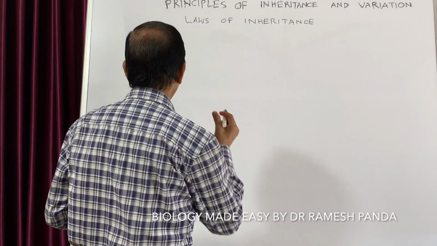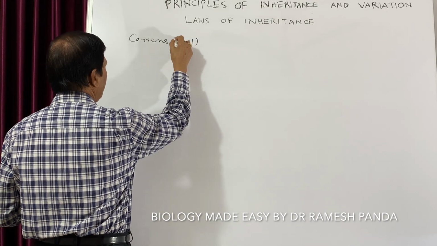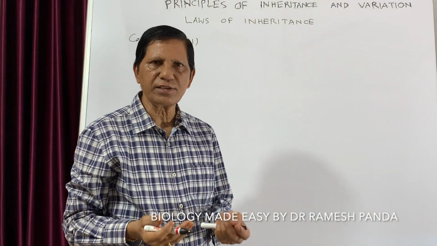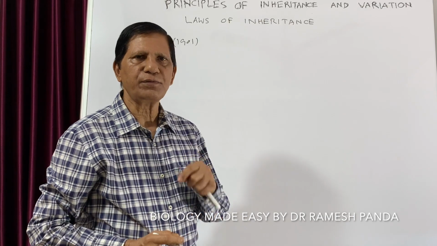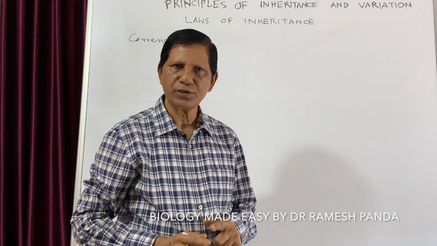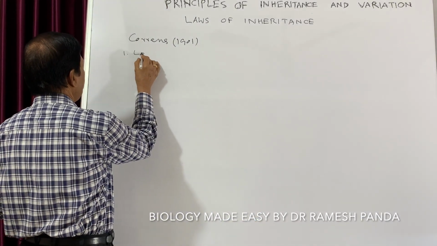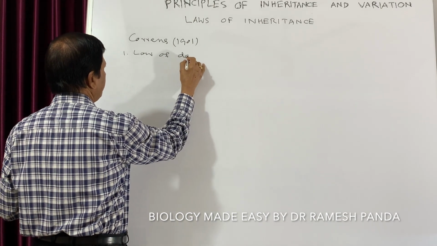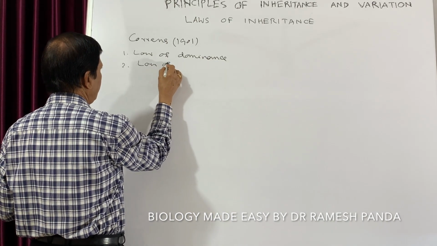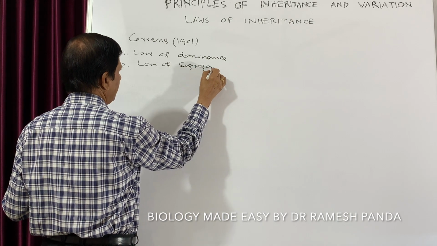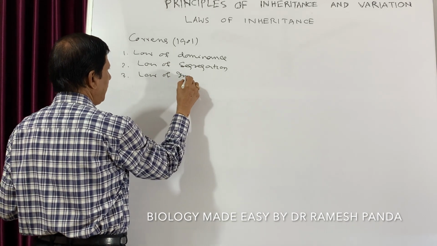So it was Correns who, in 1901, elevated the formulations or generalizations of Mendel to laws. There are three laws of inheritance. One is the law of dominance, the second is the law of segregation, and the third is the law of independent assortment.